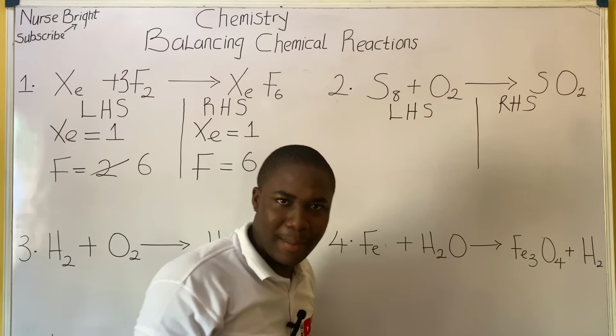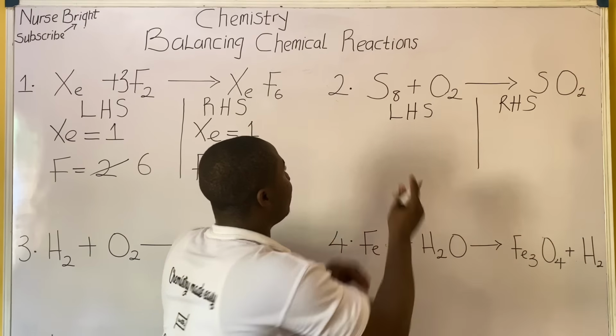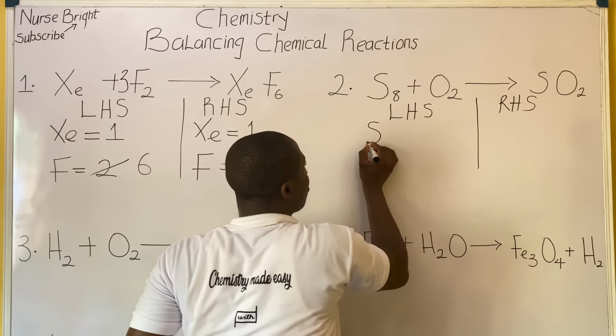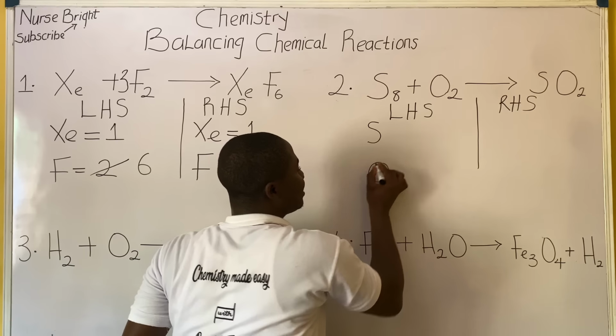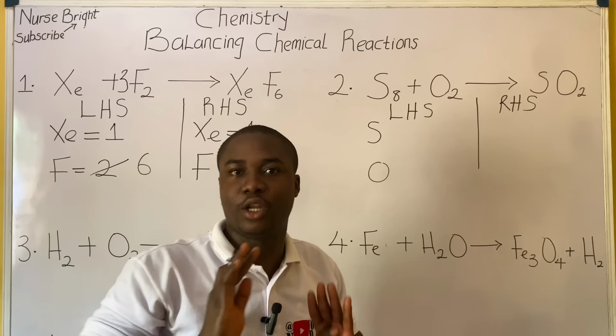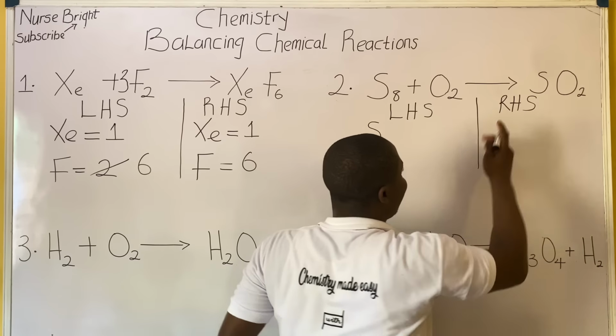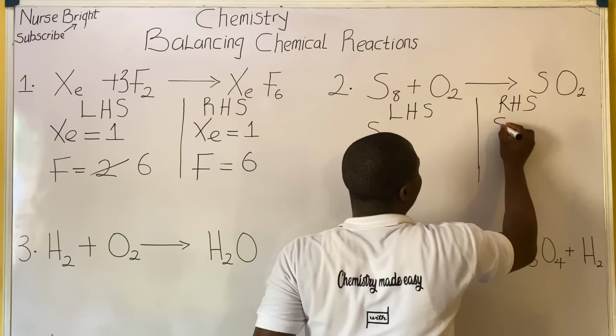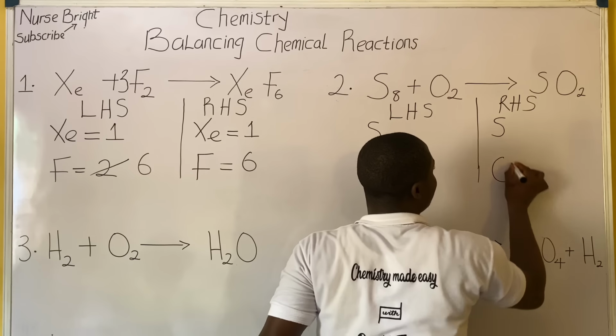You bring out the elements next. That's the next step. So here, how many elements am I having? I'm having sulfur. Also, I'm having oxygen. I told you just the elements without the numbers first. Here at the right, what am I having? I'm having sulfur as well, and also I'm having oxygen.